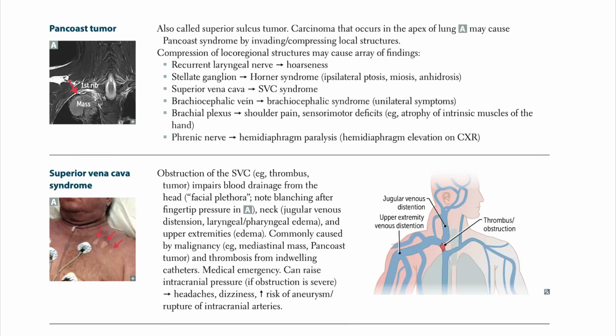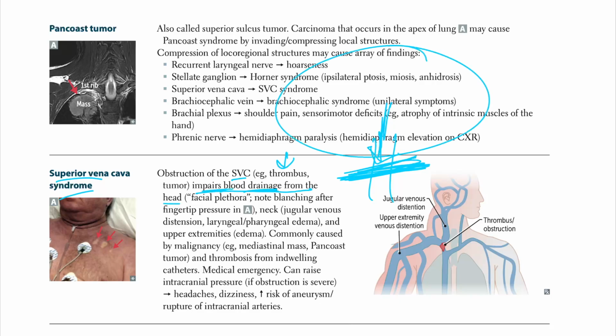Moving on with the next, which is called superior vena cava syndrome. This is the obstruction of the superior vena cava, due to thrombus or tumor, which impairs the blood drainage from the head. So you have the superior vena cava, you block this thing right here, nothing from the top is going to come down. So you will have impaired blood drainage from the head, which gives you blockade. So you will have facial plethora.